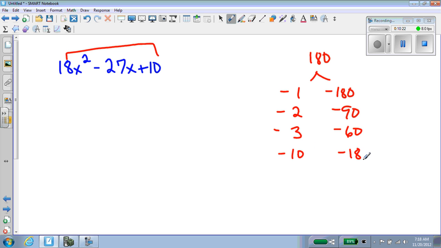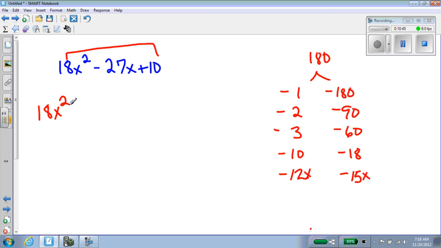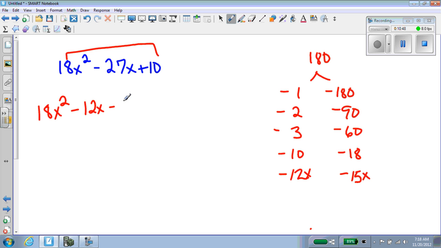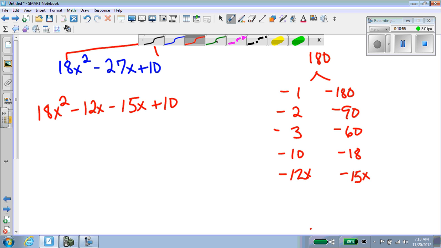That's -28. That's still a little too big. 11 won't go. How about -12 and -15? Hey, that's -27 when I add them together. So I'm going to put an x here and an x here. So I have 18x squared minus 12x minus 15x plus 10. And I am going to factor this now by grouping. So the 18x squared stayed and the 10 stayed, but the -27x was rewritten as -12x minus 15x.